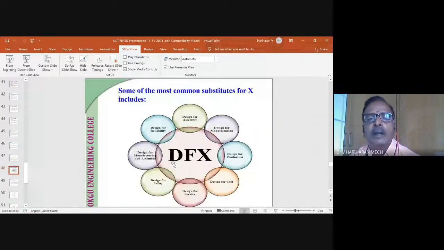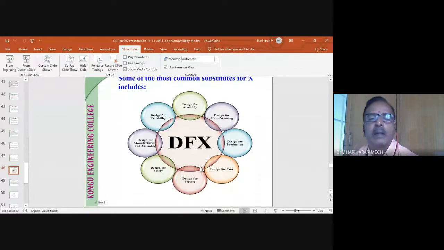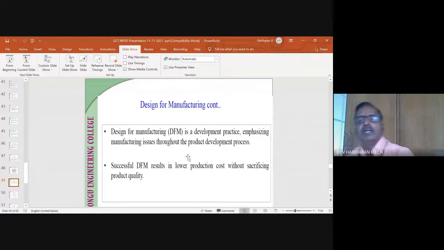Now you see that this is called DFX: design for manufacturing, design for production. Instead of X, you can put anything: design for manufacturing, production, cost, service, safety, then manufacturing and assembly, design for reliability, design for assembly, and design for ergonomics. All these things come into the picture. Generally, they call it DFX. Now design for manufacturing is a development practice emphasizing manufacturing issues throughout the product development process. So after doing your design, you must go for manufacturing.